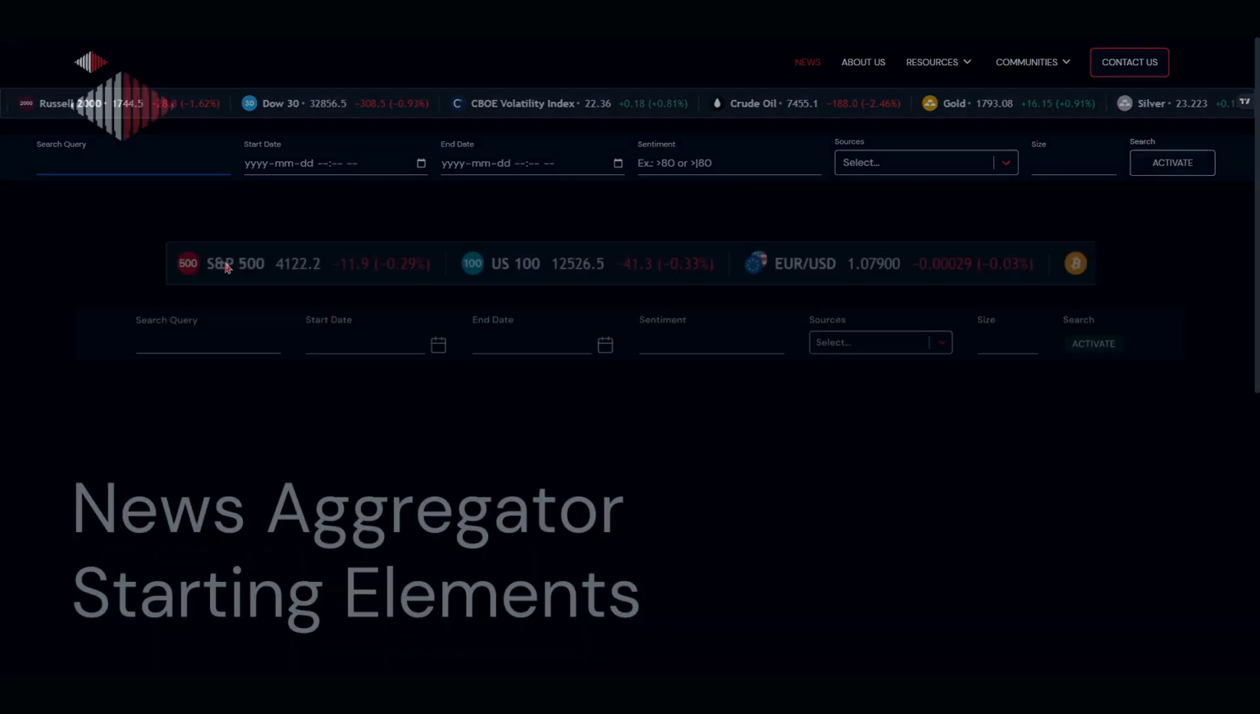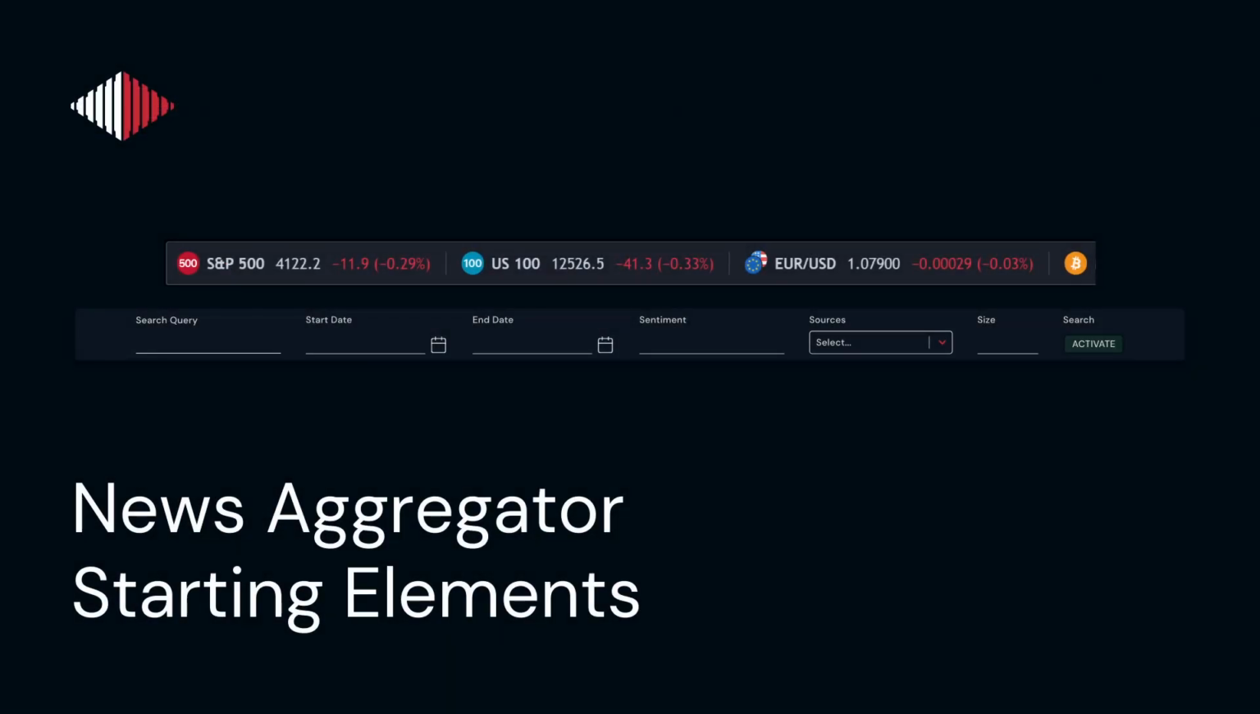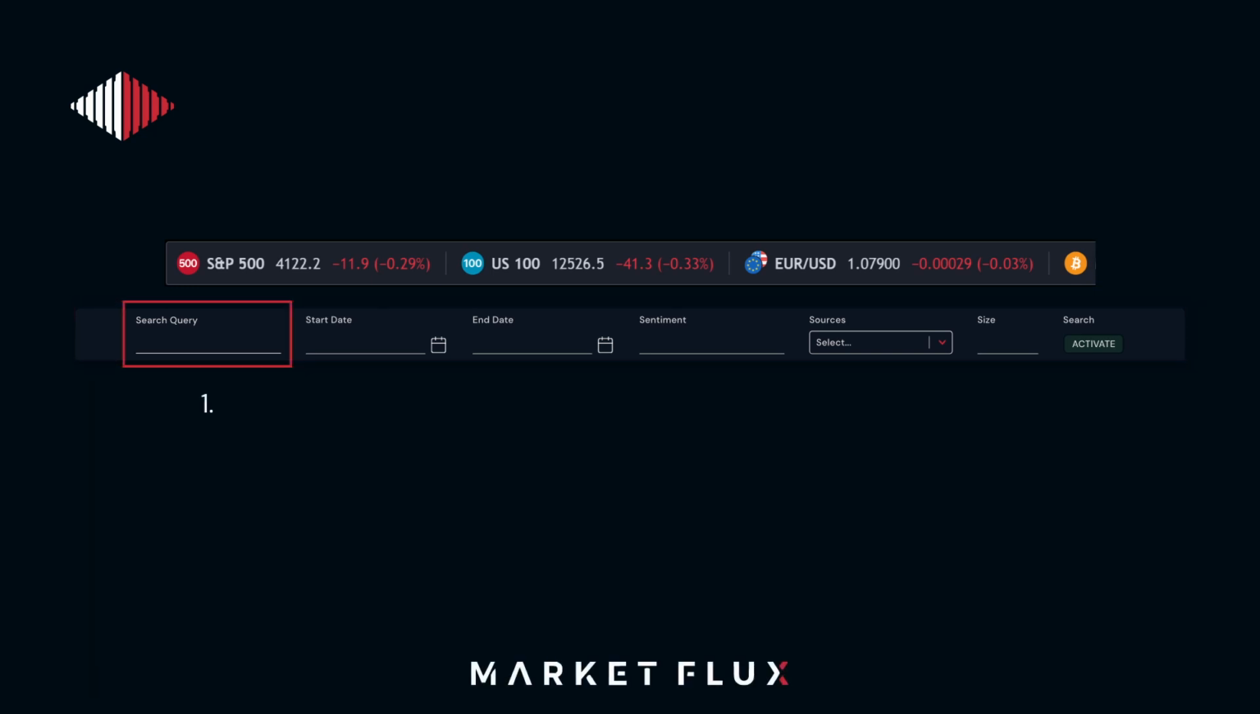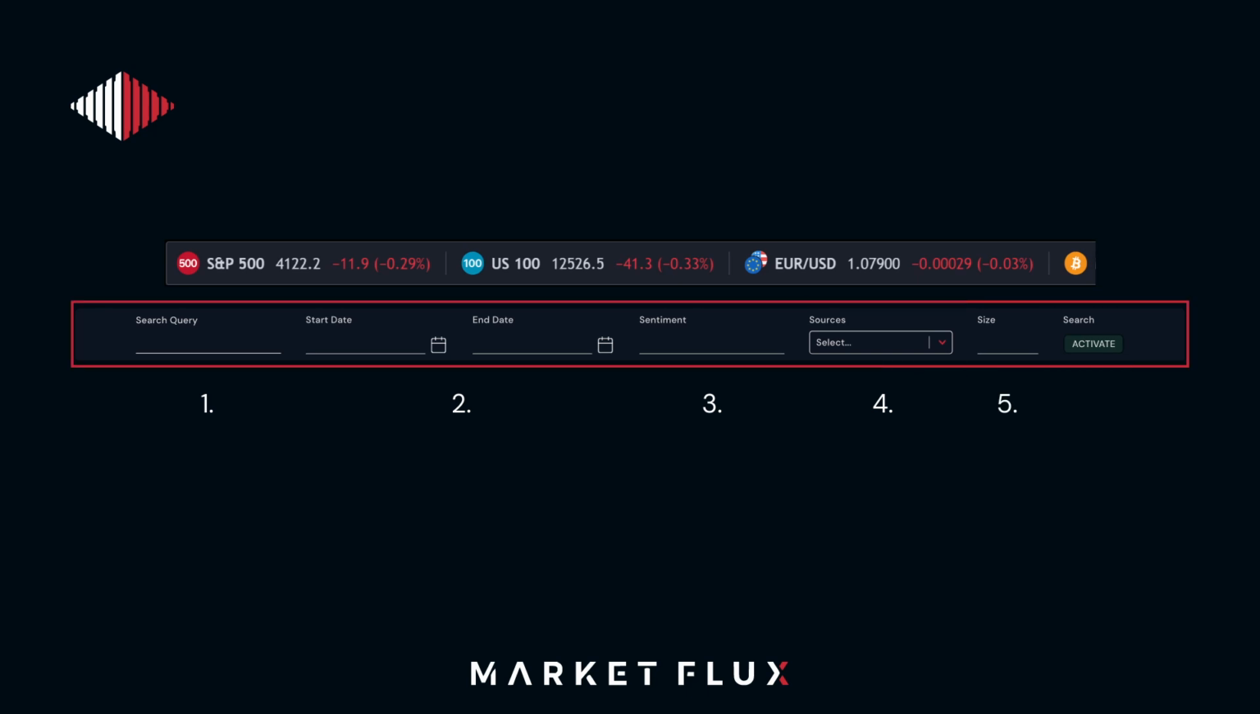Let's begin. As you can see, the news page contains two starting elements. The first being the menu navigation bar. The menu navigation bar contains a combination of 5 different features and filters. Beginning on the left, we can see a search query field, as well as start and end date inputs for your given queries, a sentiment filter, a news source filter, and a size parameter. All of these will be further explained later on in the video.